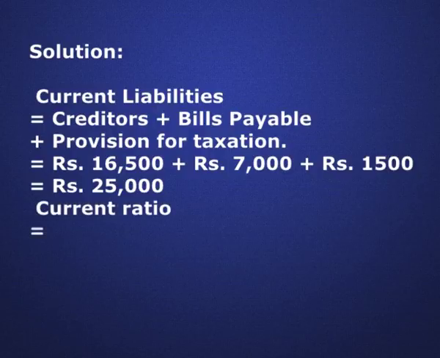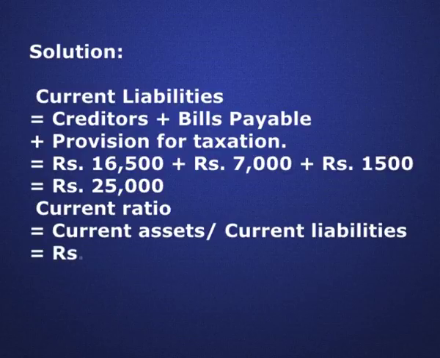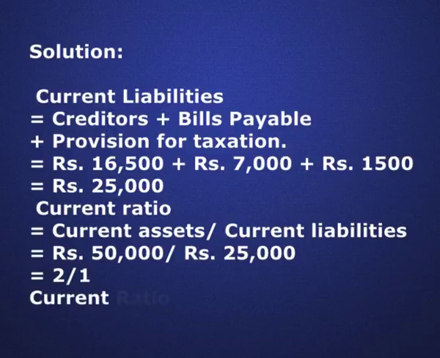Current ratio is equal to current assets divided by current liabilities, which is equal to rupees 50,000 divided by rupees 25,000, which is equal to 2 divided by 1. Current ratio is equal to 2:1.